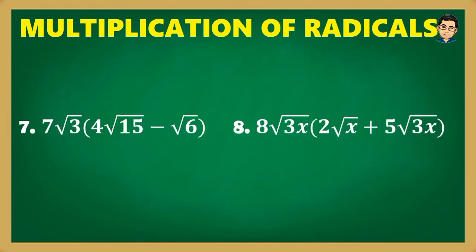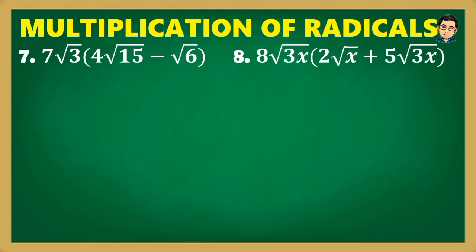So, let's have number 7 and 8. So, for this particular examples, we will do distribution. So, ibig sabihin, ang 7 square root of 3, i-distribute natin siya dun sa terms na nasa loob ng parenthesis, which is 4 square root of 15 minus square root of 6. As well as 8 square root of 3x, i-distribute natin siya dun sa 2 square root of x plus 5 square root of 3x. So, dito muna tayo sa number 7.